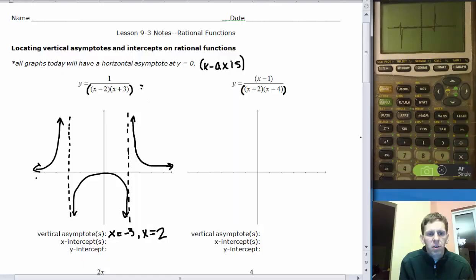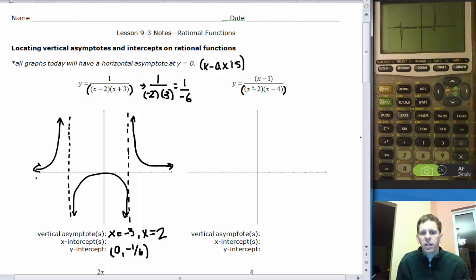is 1 over 0 minus 2, which is -2, times 0 plus 3, which is 3. If you multiply this out, you'll get 1 over negative 6, or negative 1/6. So the y-intercept is located at the point (0, -1/6). That's like negative 0.16 repeating.